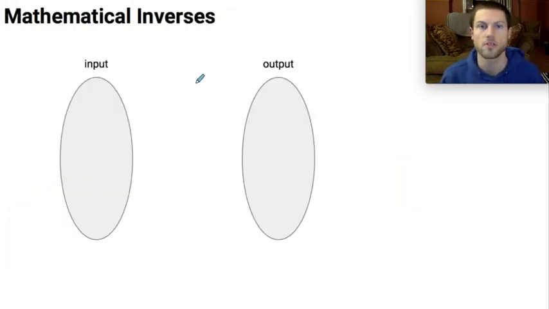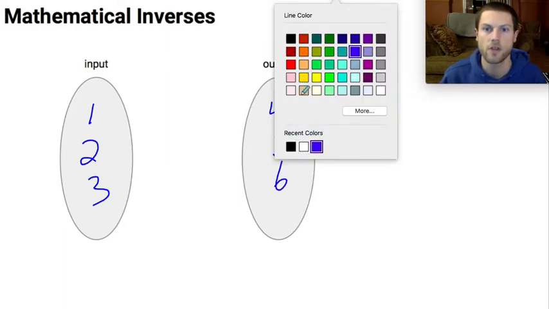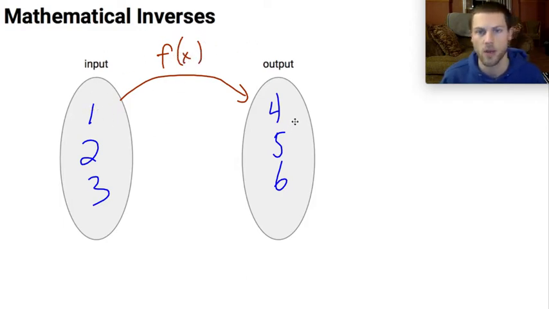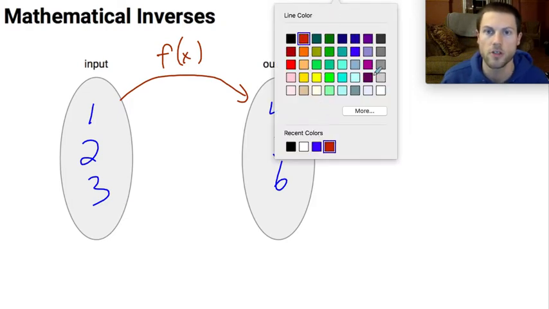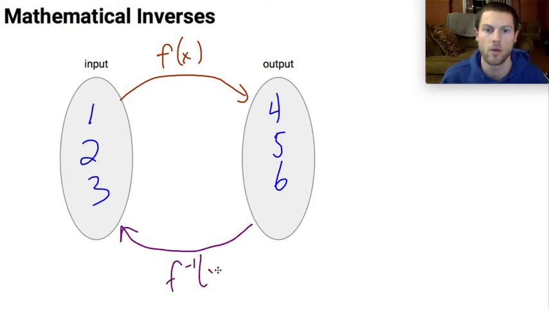We can talk about inverses mathematically. If I have a map of inputs and outputs, let's say I've got inputs 1, 2, and 3, and I've got outputs 4, 5, and 6, we would say that the function f of x could map my inputs to my outputs. So if I put an x value into my function f of x, I would get an output value. An inverse function is basically going the opposite direction. Now I'm starting with an output, and I am working my way towards an input. So we call this the inverse function.